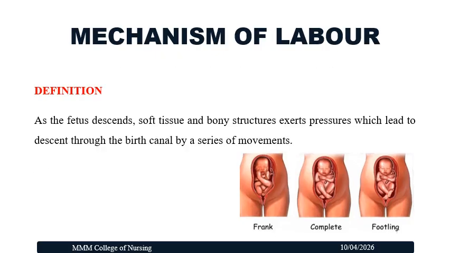Definition for mechanism of labor. The definition and principles are the same for all the eight mechanisms of labor. As the fetus descends, soft tissue and bony structures exert pressure which leads to descent through the birth canal by a series of movements.